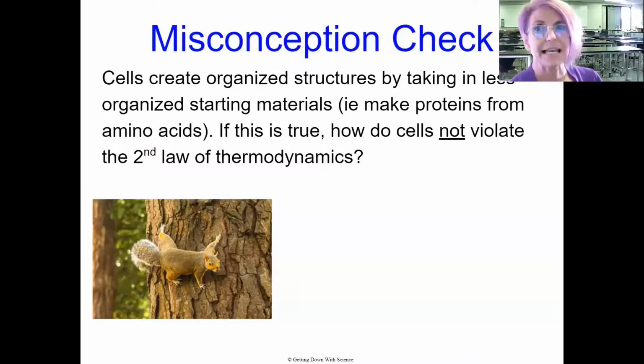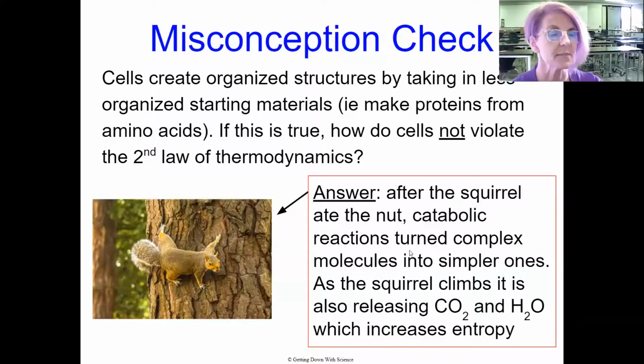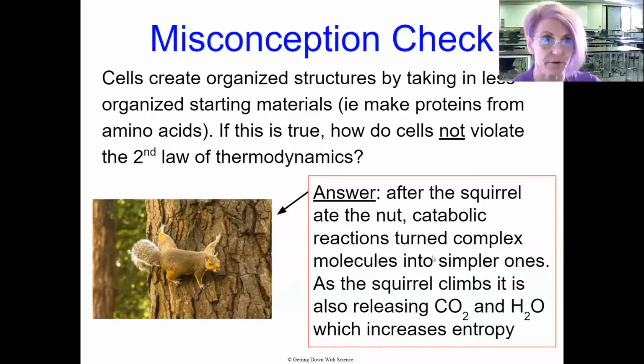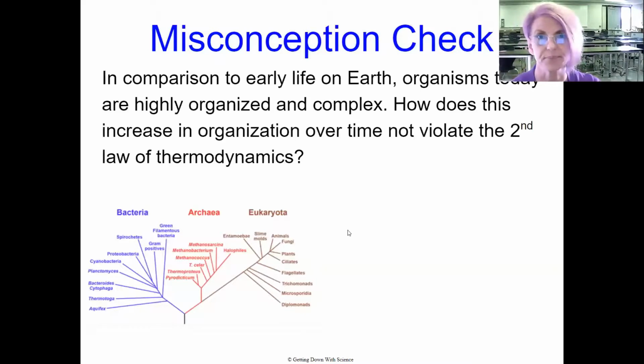So cells create organized structures by taking in less organized starting material. So the proteins break down into amino acids. If this is true, how do cells not violate the second law of thermodynamics, the entropy? So when we break down the nut and you break down the proteins, you're releasing smaller and smaller components, right? So those smaller and smaller components are not held close together and thus are increasing entropy. You're also releasing CO2 and water when you break down any of your food molecules, right? That is part of cellular respiration. This year, we're going to go beyond just glucose, but we're going to change our nutrients into usable energy. We lose some of that usable energy in carbon dioxide and water. So the bonds in those we're not accessing, right? We're not accessing the energy in that.